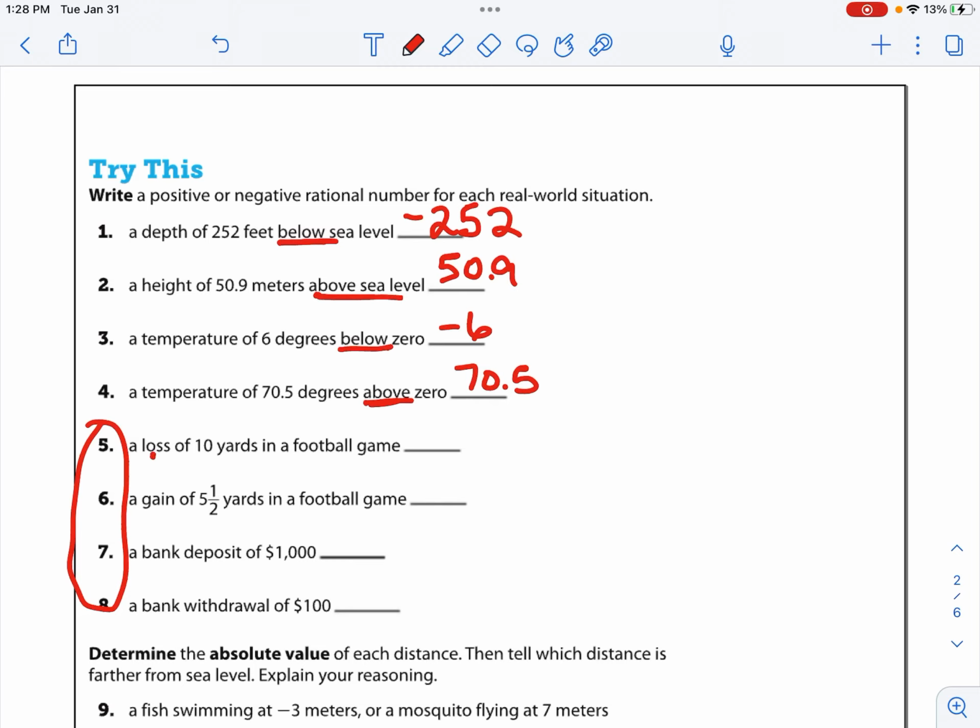Let's check them. If you lose 10 yards in a football game, that's minus 10. If you gain 5.5 yards, then that's a positive 5.5. If you deposit, so we have these 2 words for a bank account, you can deposit or you could withdraw. If you're depositing, it means that you're putting money in the bank. So it's plus $1,000. But if you withdraw, then that means that you are taking something away. So you are subtracting $100 with a withdrawal.